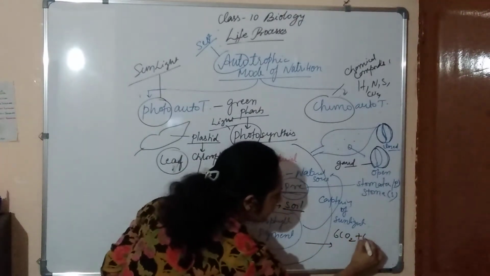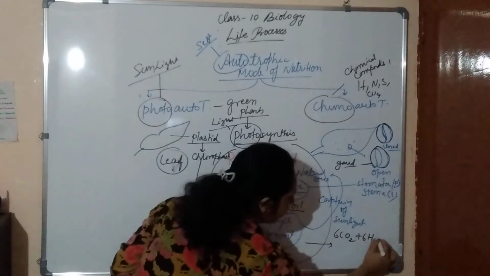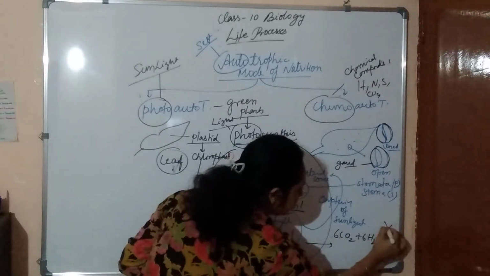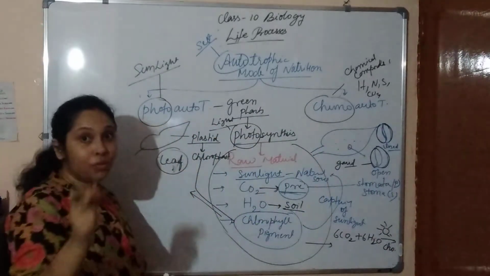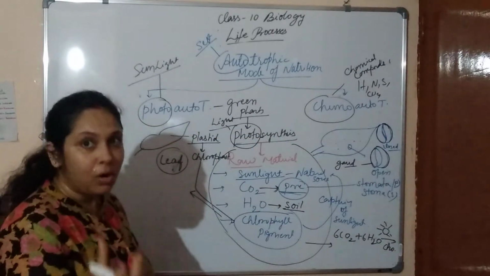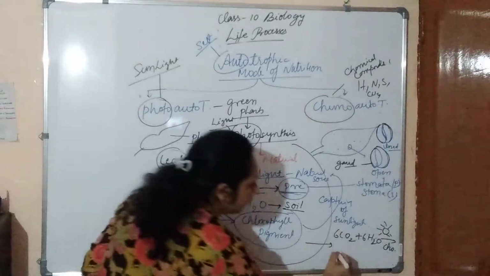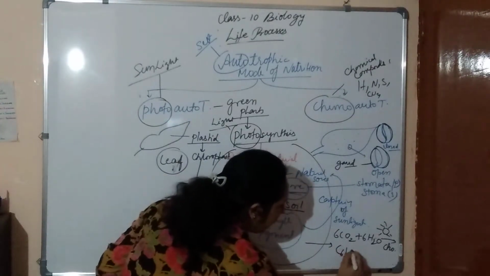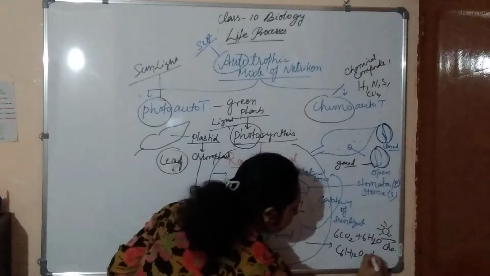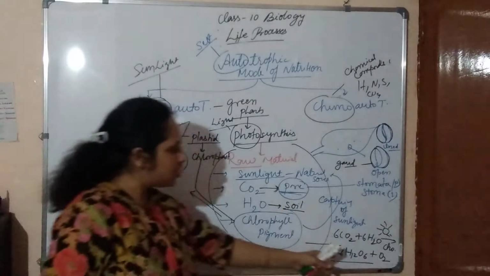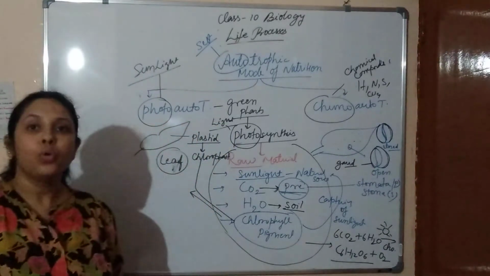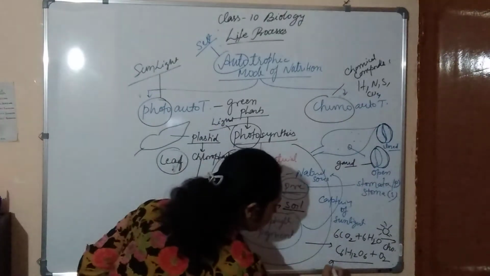6CO2 plus 6H2O in the presence of sunlight and chlorophyll. So we know that chlorophyll helps in capturing light, sunlight, and they produce C6H12O6 plus O2. So here C6H12O6 is the glucose, that is glucose.